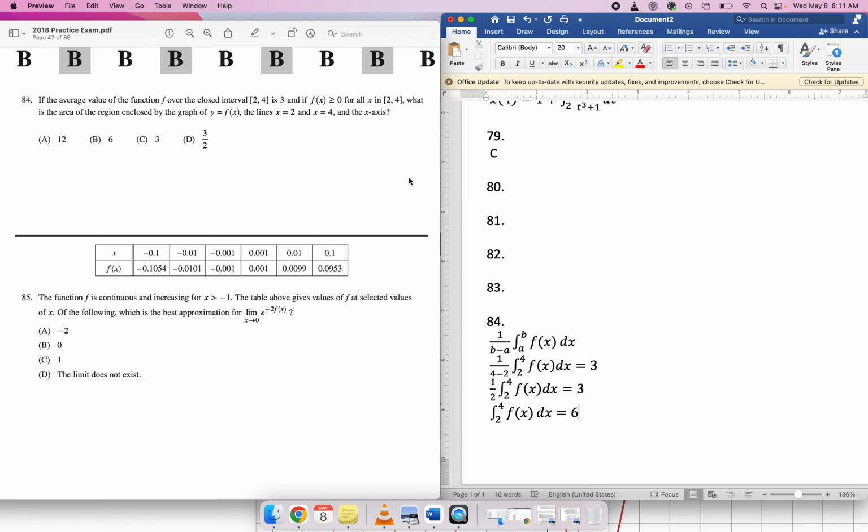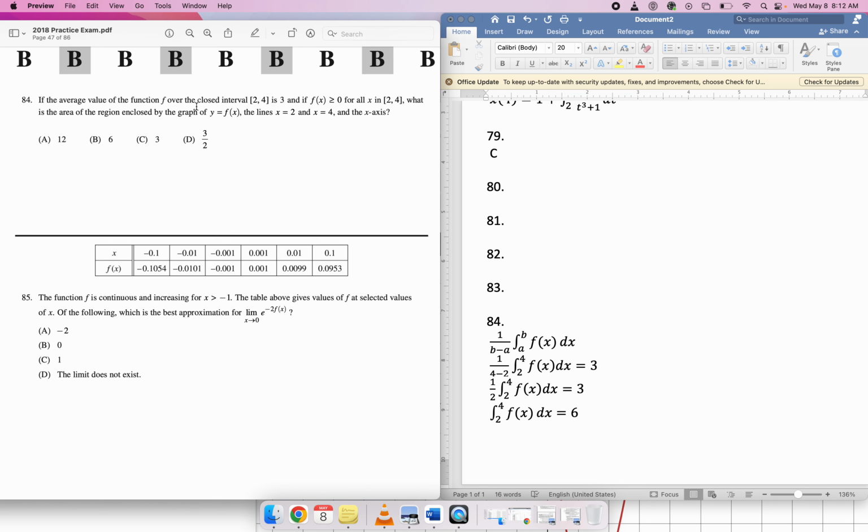Now, why is that useful? Because that integral is precisely what they're asking for here. They're asking for it in kind of a roundabout way, but that's what they're looking for. Think about it. The area of the region enclosed by the graph of f, the lines x equals 2 and x equals 4, and the x-axis. That's just the integral of f. One thing that you might worry about is, how do you know that's really true?